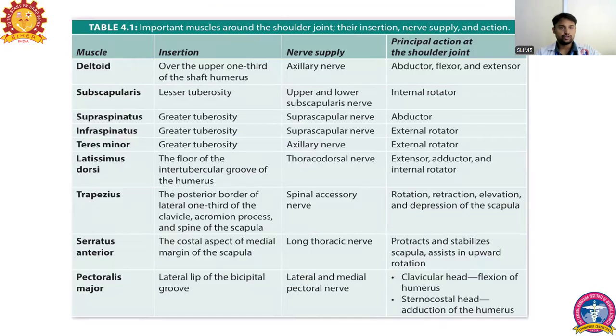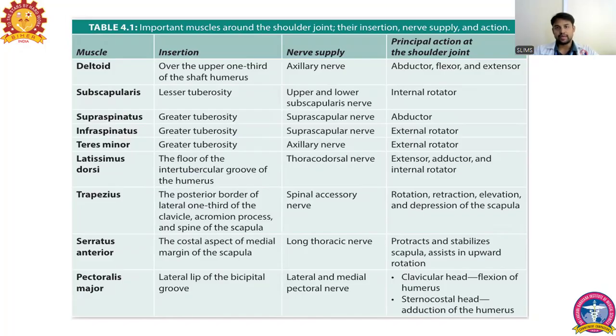So we should know the origin and the insertion of some muscles, at least the rotator cuff and shoulder muscles, because that is very important for us to examine. The insertion of the deltoid is in the upper third of the shaft of the humerus. And the main nerve supply of the deltoid is the axillary nerve. The main action of the deltoid is abduction of the shoulder joint, mainly from 15 degrees to 90 degrees. The initial abduction from 0 to 15 degrees is done by the supraspinatus muscle.